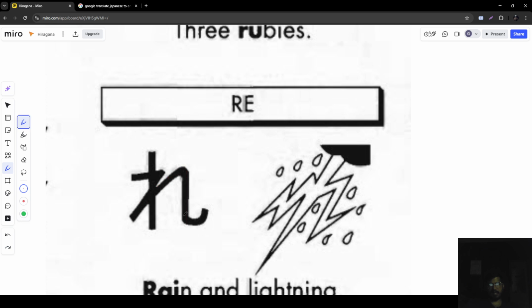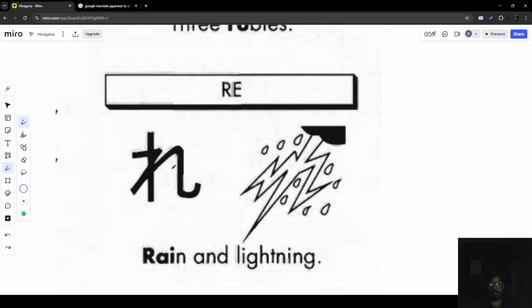So remember it as rain and lighting. Okay, so this is the lighting, and this is the rain. Although I understand it's not at all looking like rain and lighting, but still for the sake of it, remember this as rain and lighting.